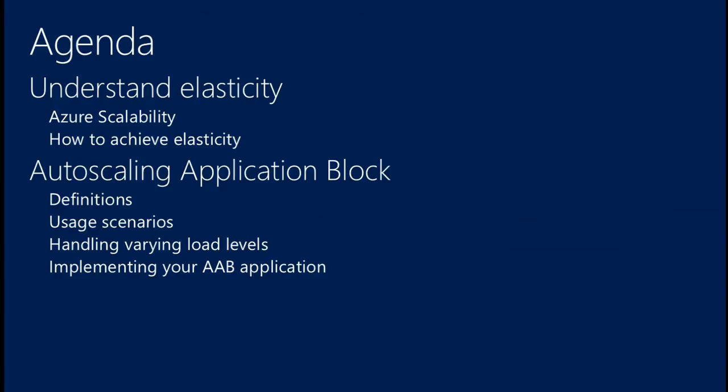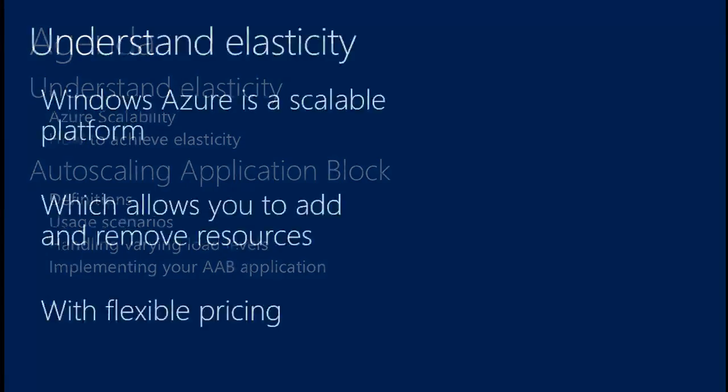Then the most part of the session is going to focus on the autoscaling application block, which is an extension of the enterprise library, which has been developed by the Microsoft Patterns and Practices team for us quite a while ago, and which is not the unique way for you to get to elasticity, but in my personal opinion, is the best way still today. So this is going to be the main focus of my session.